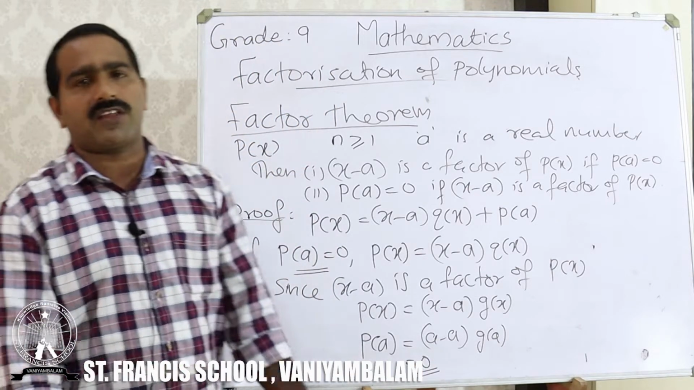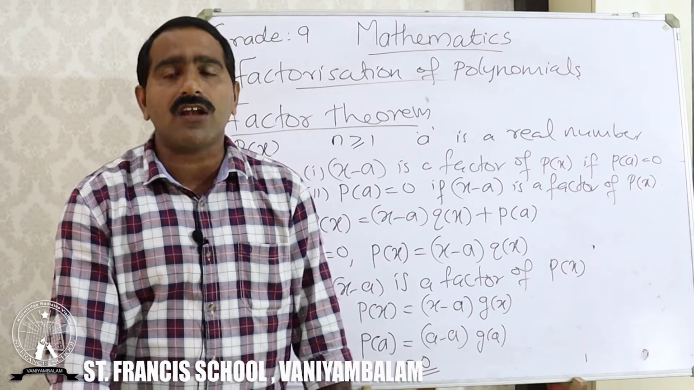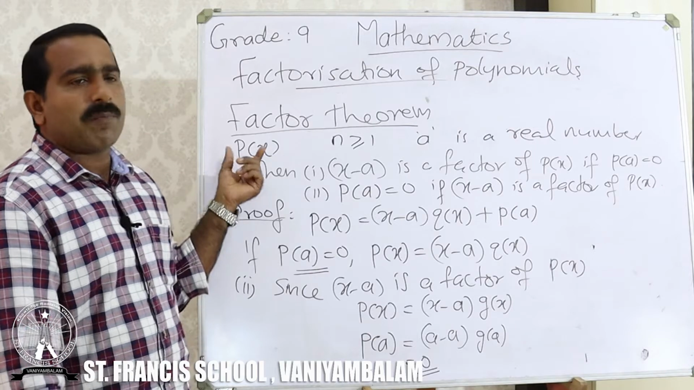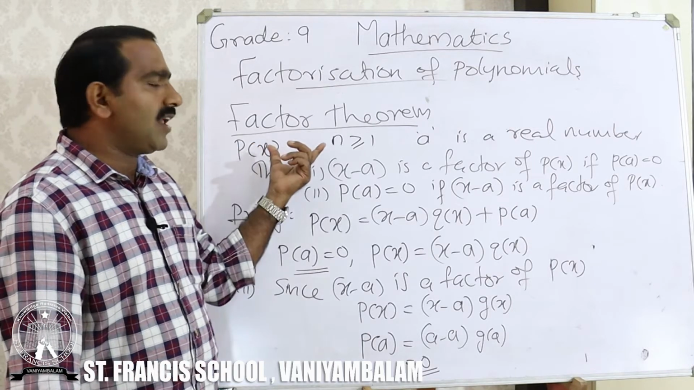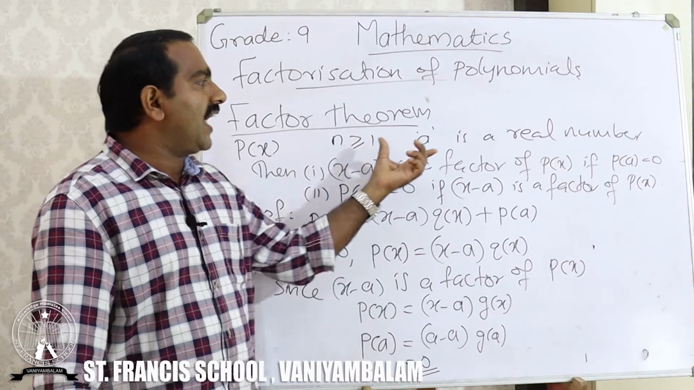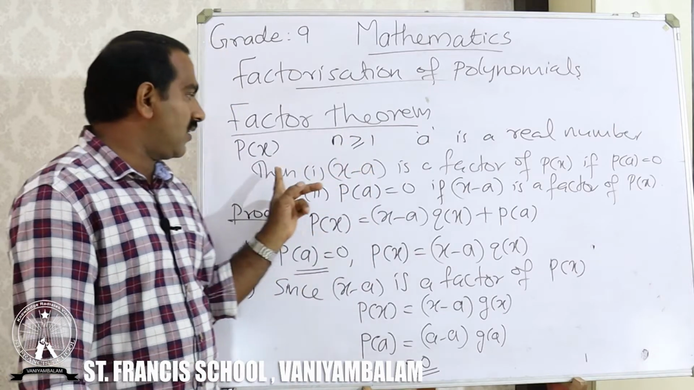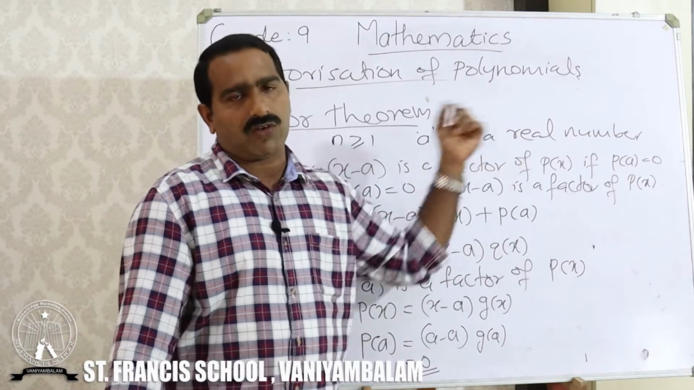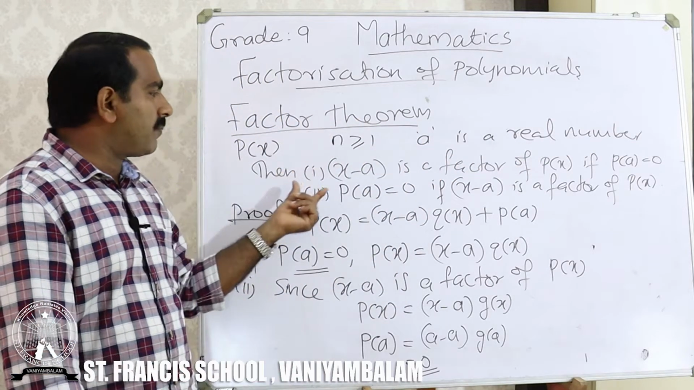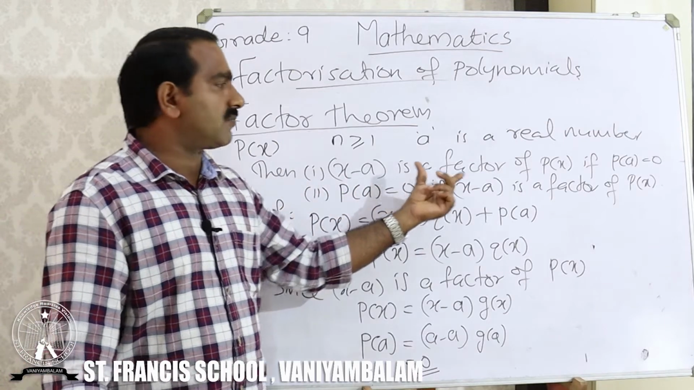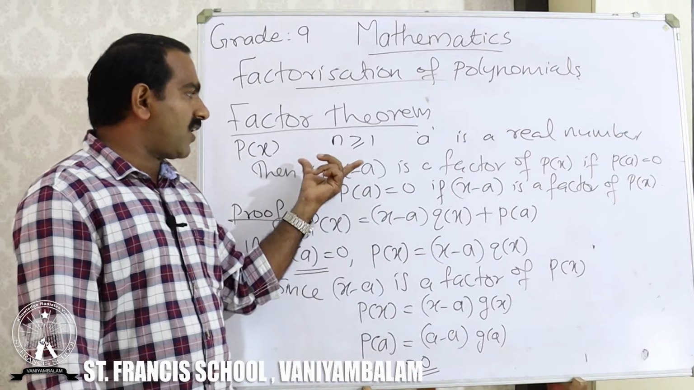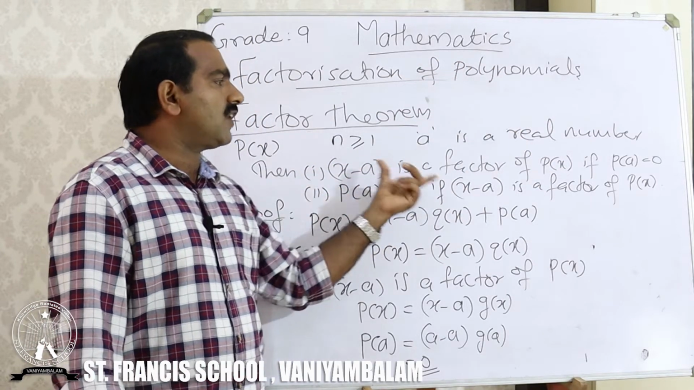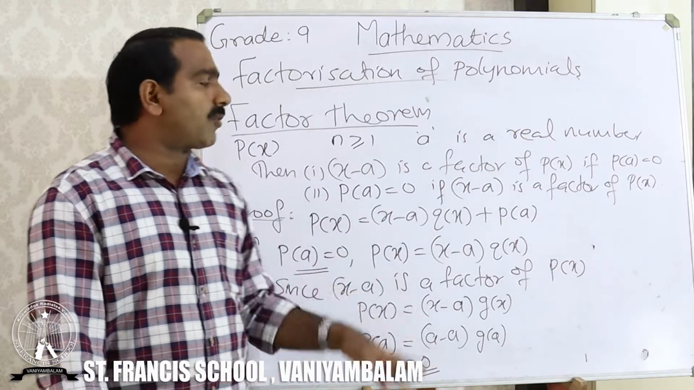Once again, the factor theorem and its proof. These are very important, so you should take more care with this. The factor theorem statement: P of x is a polynomial of degree n greater than or equal to 1 and a is a real number. Then the first one is x minus a is a factor if P of a equals 0. The second one is P of a equals 0 if x minus a is a factor. That is the theorem.